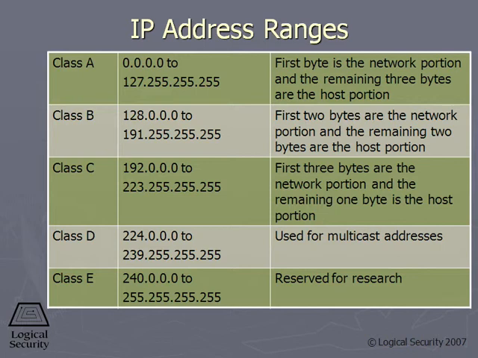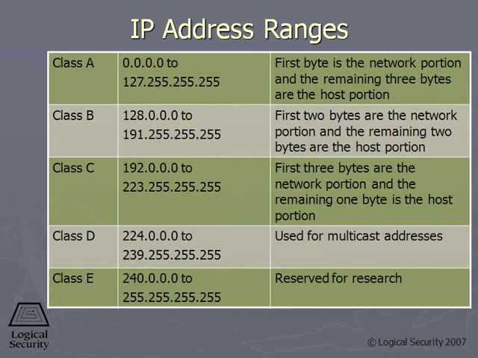A class B network starts at 128 and ranges to 191. So 128.0.0.0 through 191.255.255.255, this is a class B address. So again, with a class B address, the very first octet value identifies this as a class B.